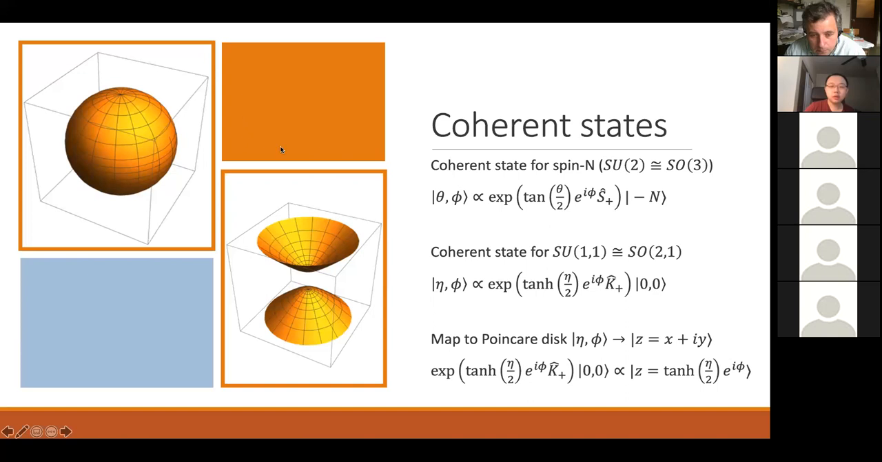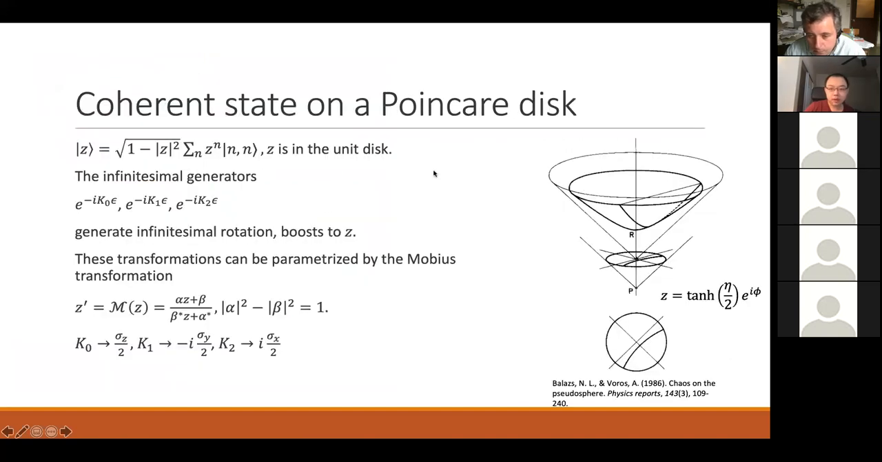As I mentioned, the z here becomes a unit disk, and this map can be viewed as a projection, as shown here. Here we have the upper sheet of the hyperboloid, and this solid line is an orbit which is generated by K1. Actually, it's a boost in the context of special relativity. So we can project this trajectory and also this disk into the unit disk showing up here.